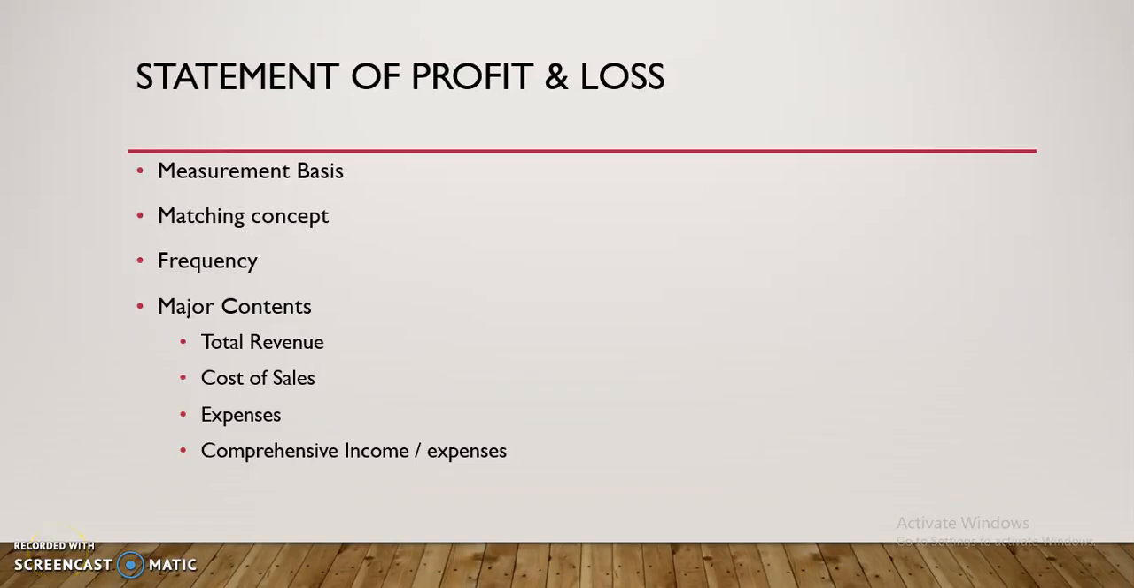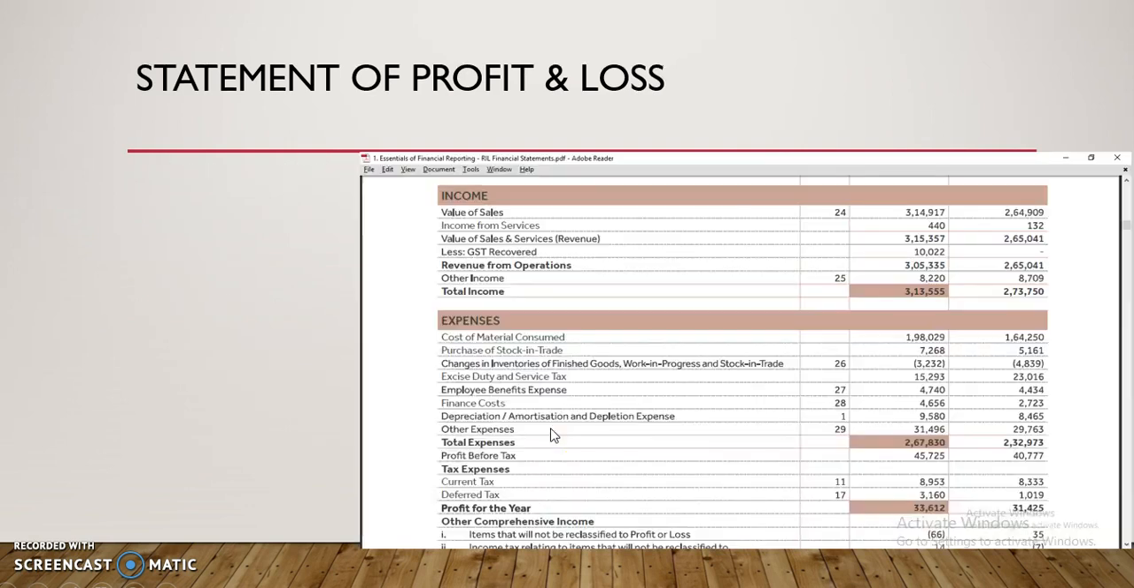Hi, in the previous video we learned about the basics of P&L. We didn't look at the template or the format of the P&L, but we just looked at the basic measurement, the matching concept, what is frequency, and the major contents of the profit and loss. In this video we will be learning more about the total revenue and income statement. In the next video we will be learning about the cost of sales, and then other expenses, and then about the comprehensive income. So let's look at it now.